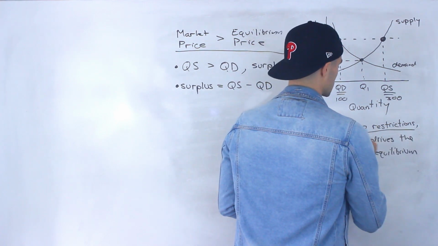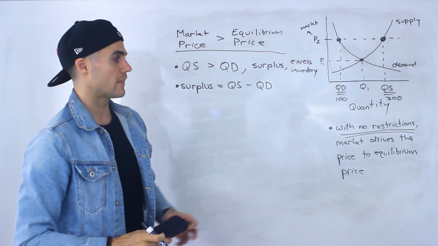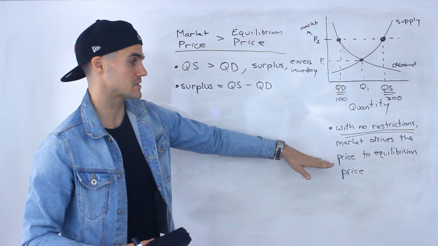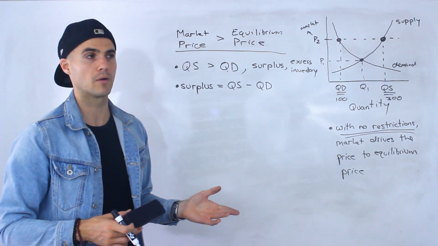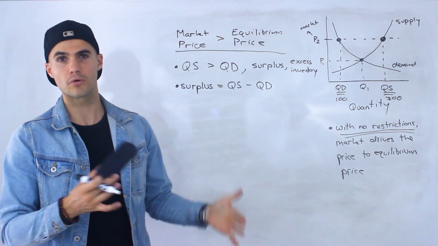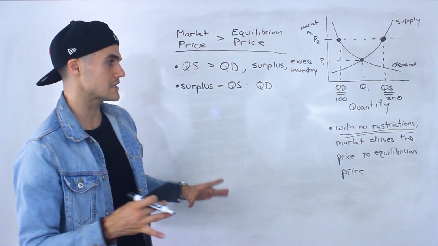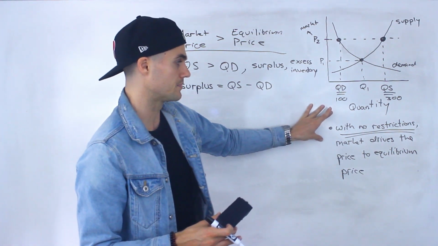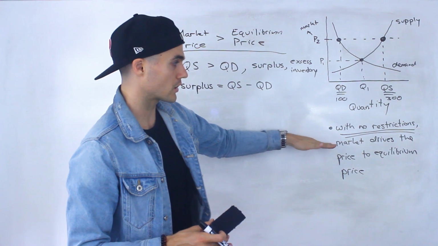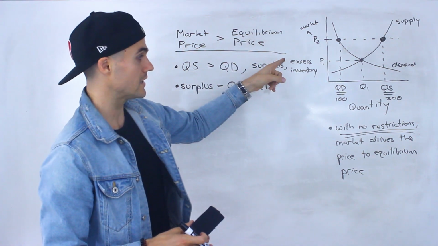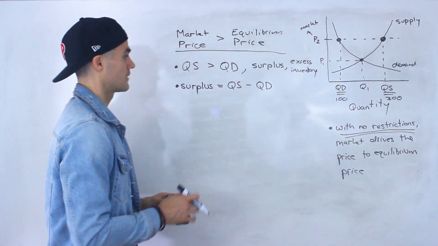Okay, and this with no restrictions is pretty important because we're going to see in a future video that there can be restrictions sometimes that prevent this from happening, especially if government gets involved. So we'll talk about when there's like a price floor or a price ceiling on a product, what's going to happen then. That'll be in a future video, but let's pretend that there's no restrictions right now. And if there are no restrictions, then the market's always going to drive that market price to the equilibrium price if it's not in equilibrium already.